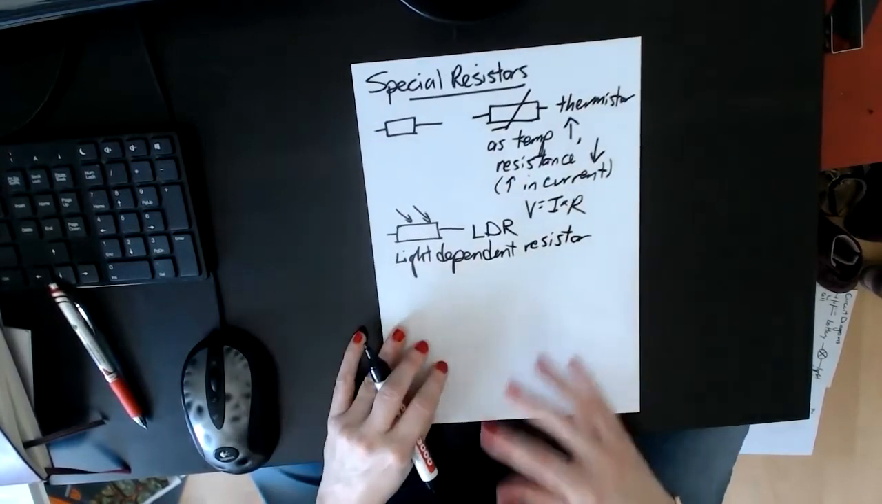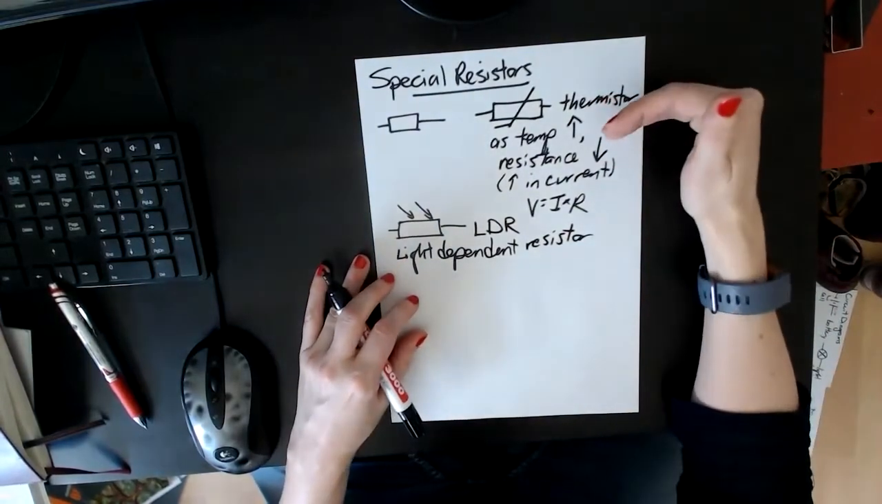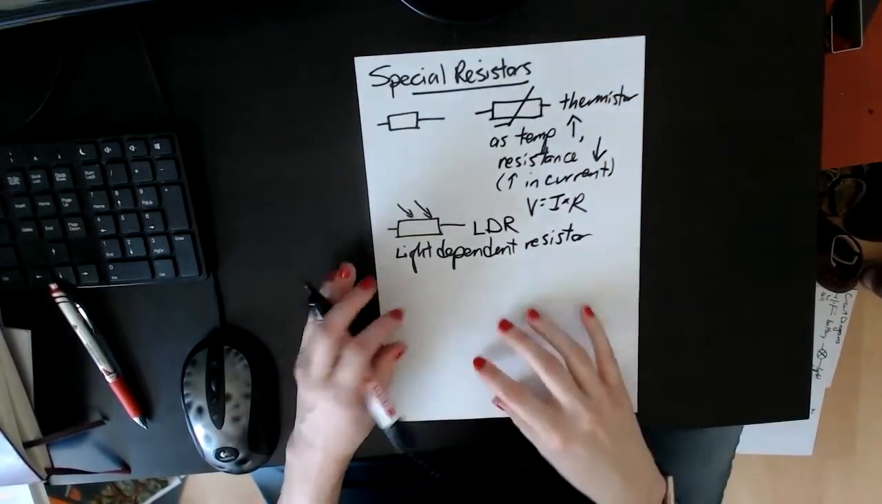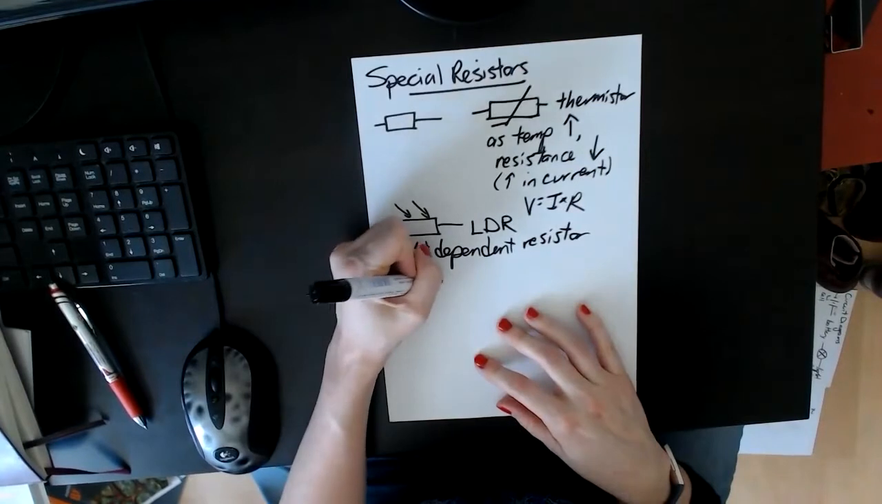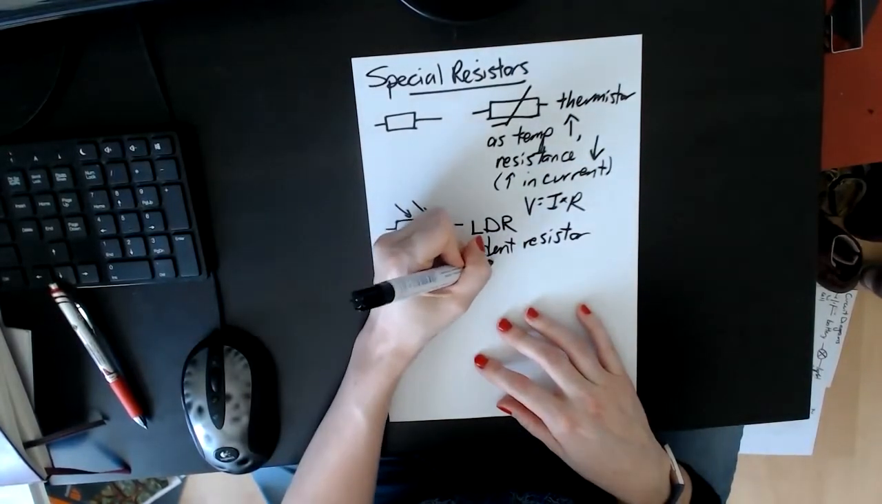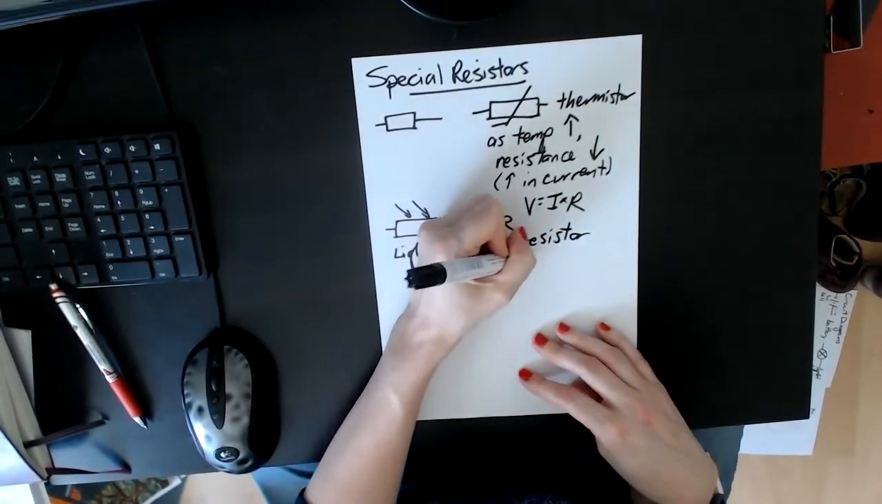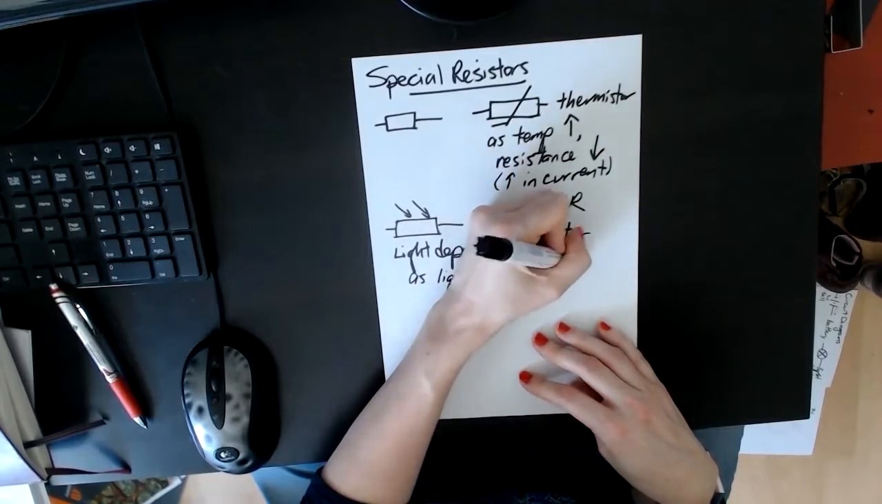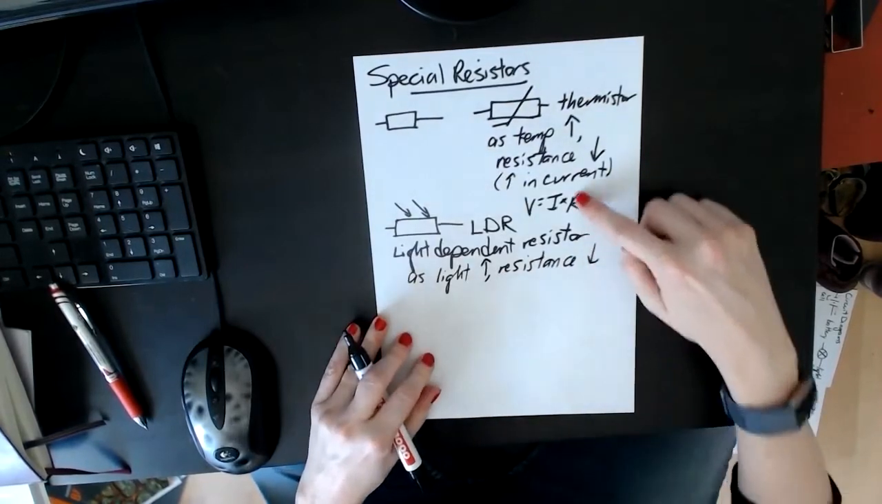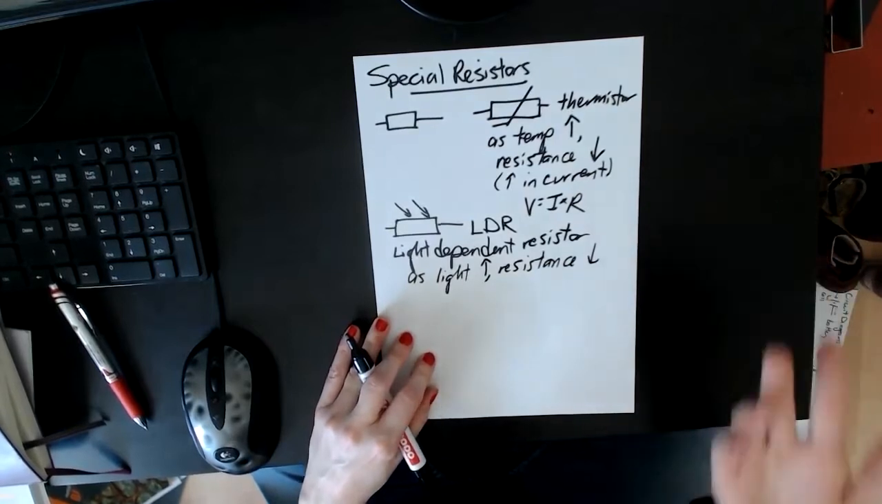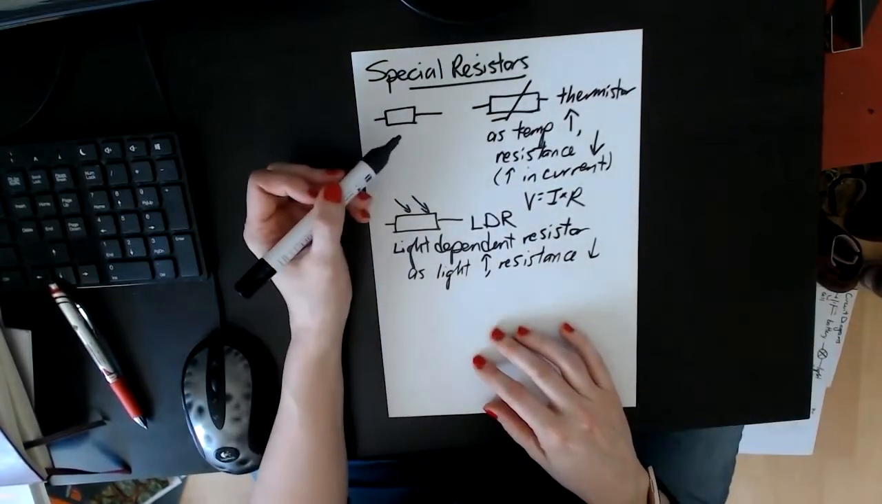And a light-dependent resistor is the same thing as the thermistor, except with light instead of temperature. So the idea is that as the light increases, the resistance is going to decrease. And if the resistance decreases, again, that is going to lead to an increase in your current.